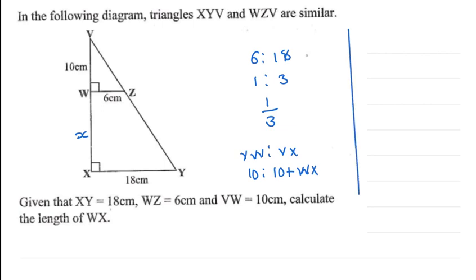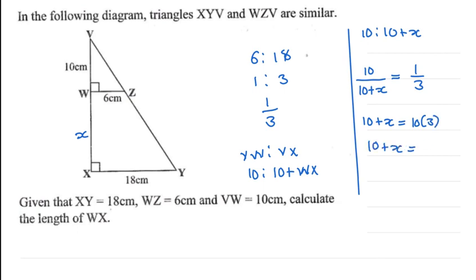Okay, so from here what can we do? We can simply say 10 to 10 plus x. The ratio of these sides has to give us the same ratio, which is 1/3, so we can write it as 10 over 10 plus x equals 1/3. Then we take the multiplicative inverse, so 10 plus x is equal to 10 times 3, which is 30.